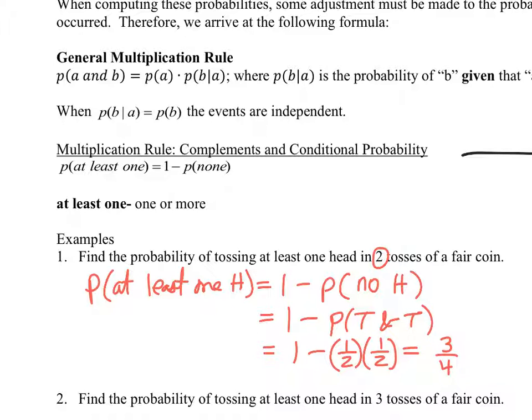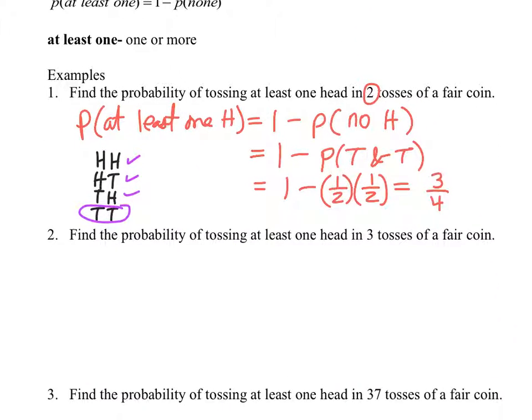So the probability of getting at least one heads in 2 tosses of a fair coin is going to be 3 out of 4. I can verify that by listing the sample space. Heads, heads, heads, tails, tails, heads, tails, tails. The cases where I have at least one heads are the first 3 cases. The one where I don't is tails and tails. So 3 out of 4 instances in which I have success.